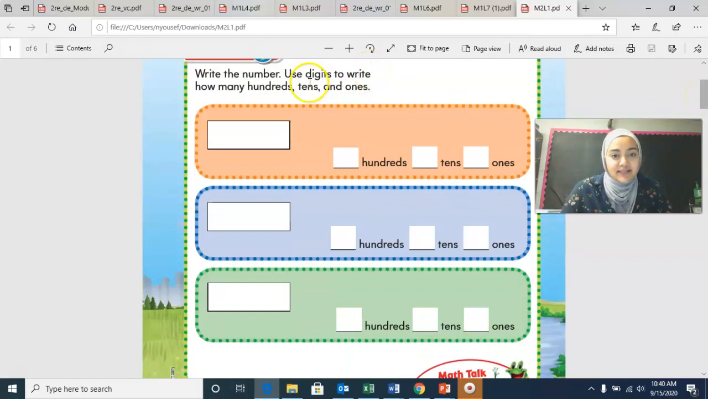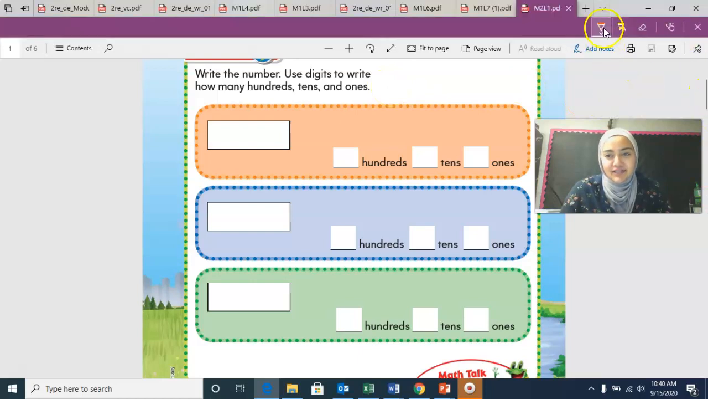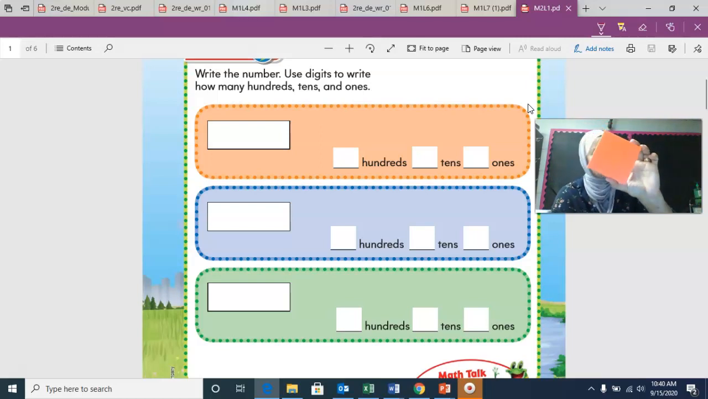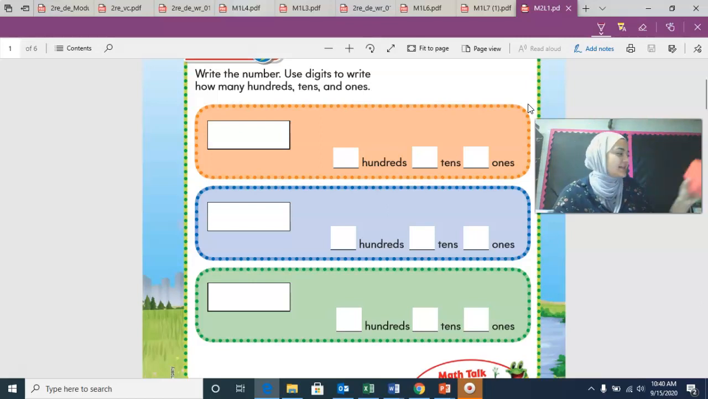Write the number, use digits to write how many hundreds, tens, and ones are in the number. Okay? So just a quick review, hundreds, tens, and ones. Hundreds, these are hundreds blocks. These are tens blocks, and these baby little ones are ones blocks. You need 10 ones to make 1 ten. You need 10 tens to make 100. You need 10 hundreds to make 1,000. But we're not at the thousands yet, so let's throw that out. Hundreds, tens, ones. Okay? All right, let's go over the lesson.